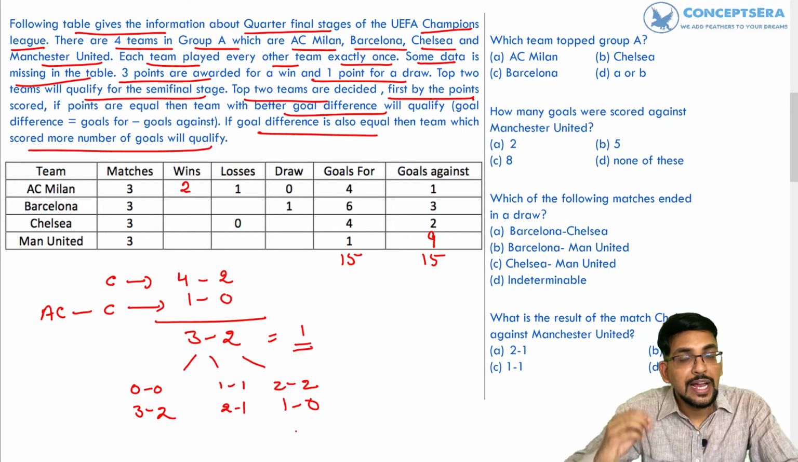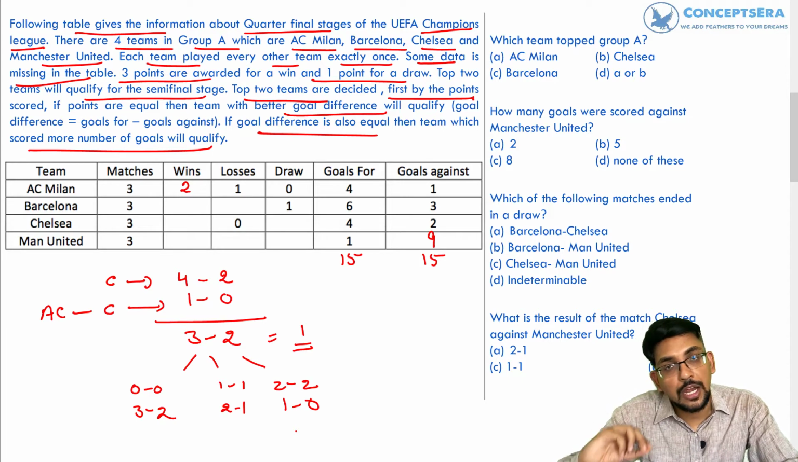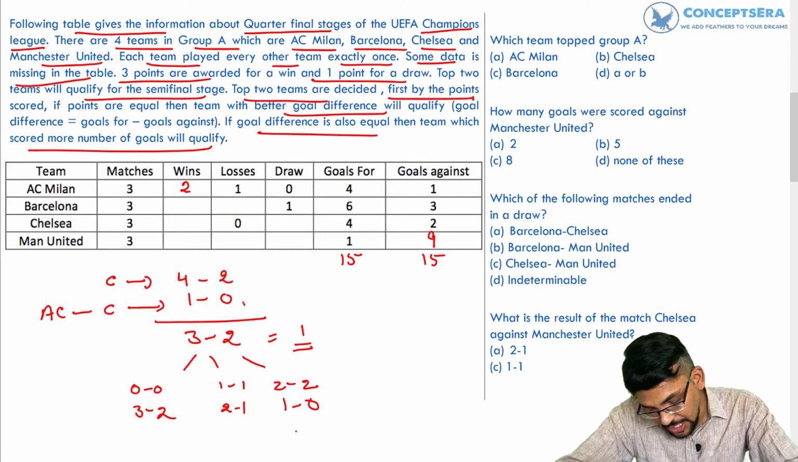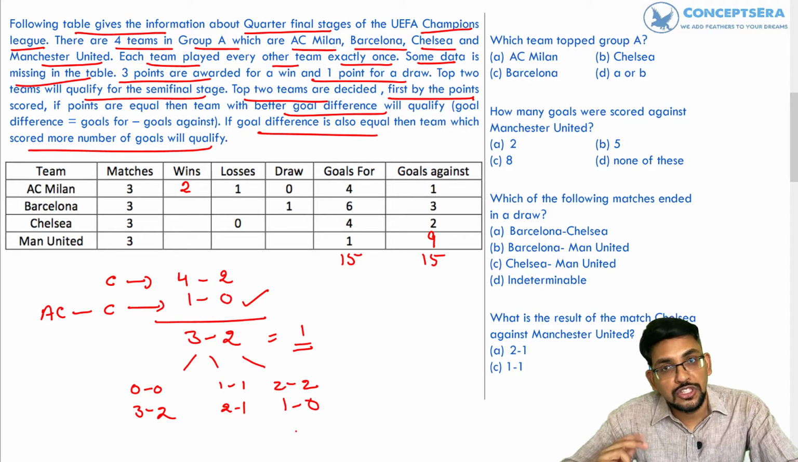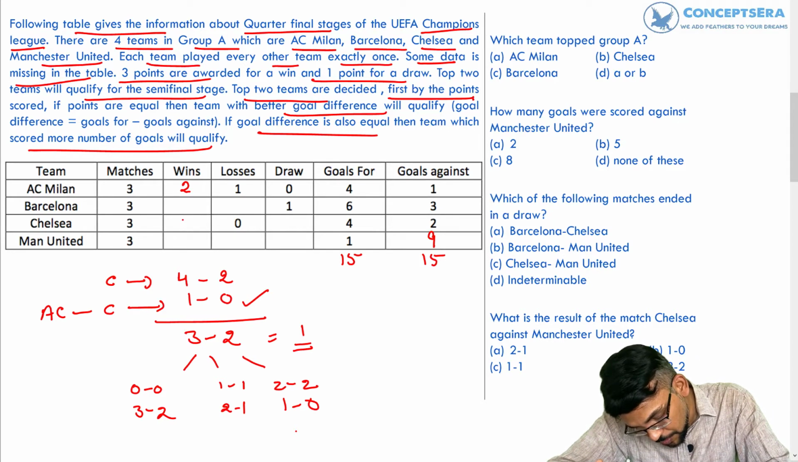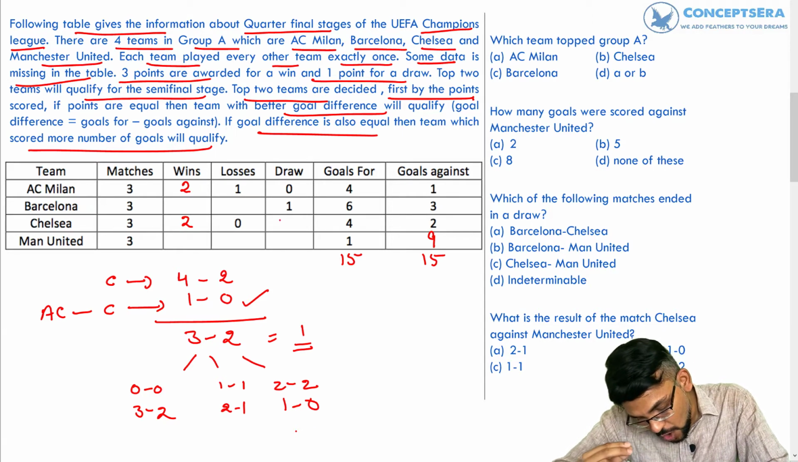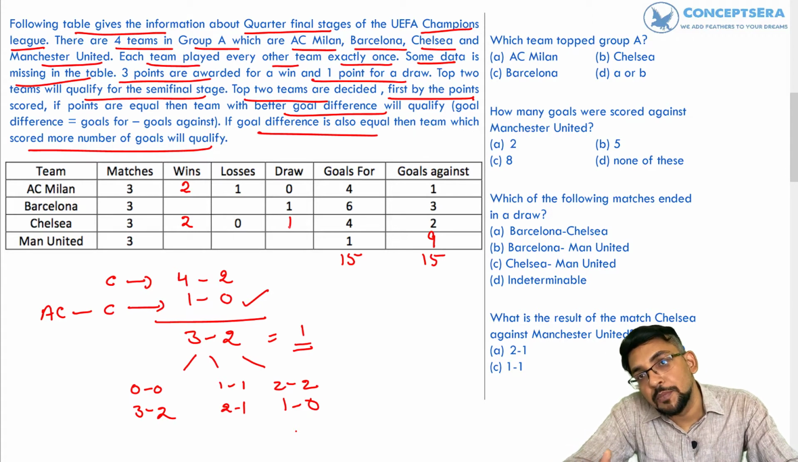But what we know, definitely one win is there and one draw. And the match between AC Milan and Chelsea was won by Chelsea. So Chelsea won 2 matches and 1 draw. So we can fix here, the number of matches won by Chelsea will be 2 and the number of matches drawn will be equal to 1. Now let's move towards Barcelona.